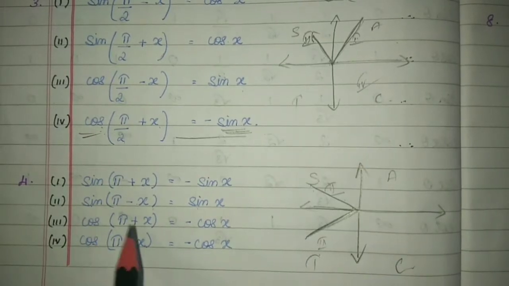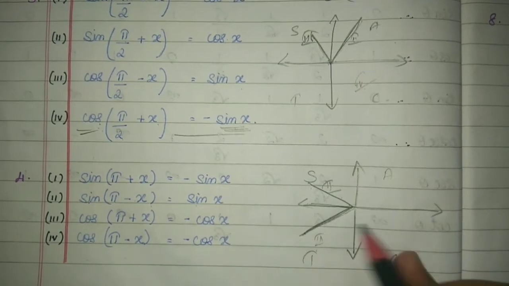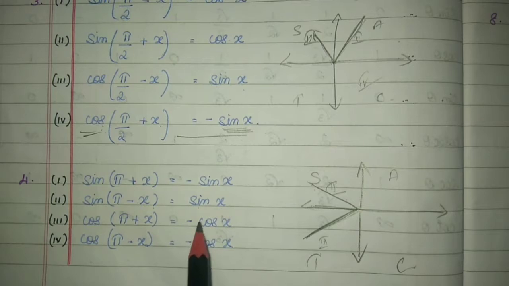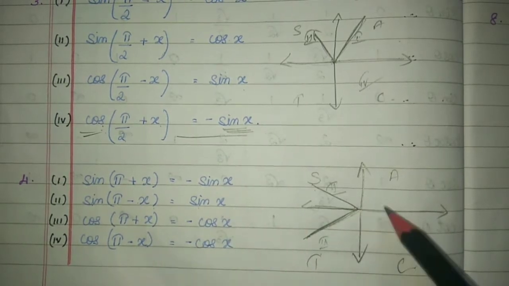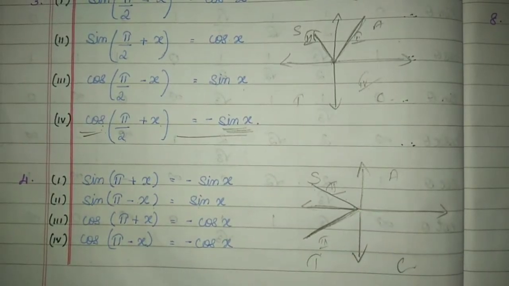Next, for cos(pi + x) it is here. Cos is negative in the third quadrant, so it is minus cos x. And for cos(pi - x), here in the second quadrant, cos is negative here also, so it is minus cos x. If you learn like this, it will be easy.